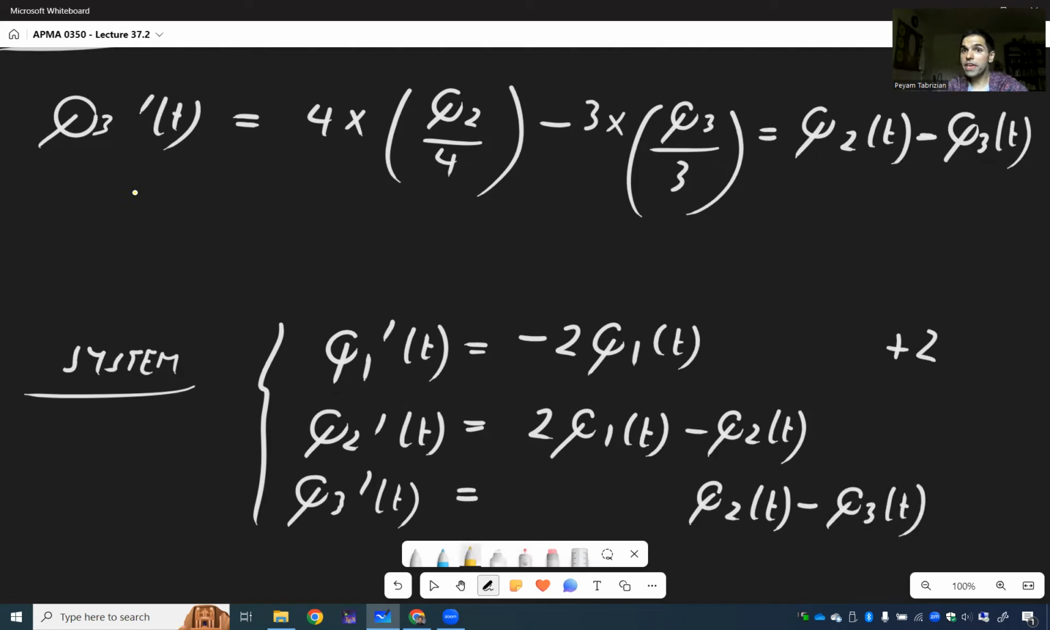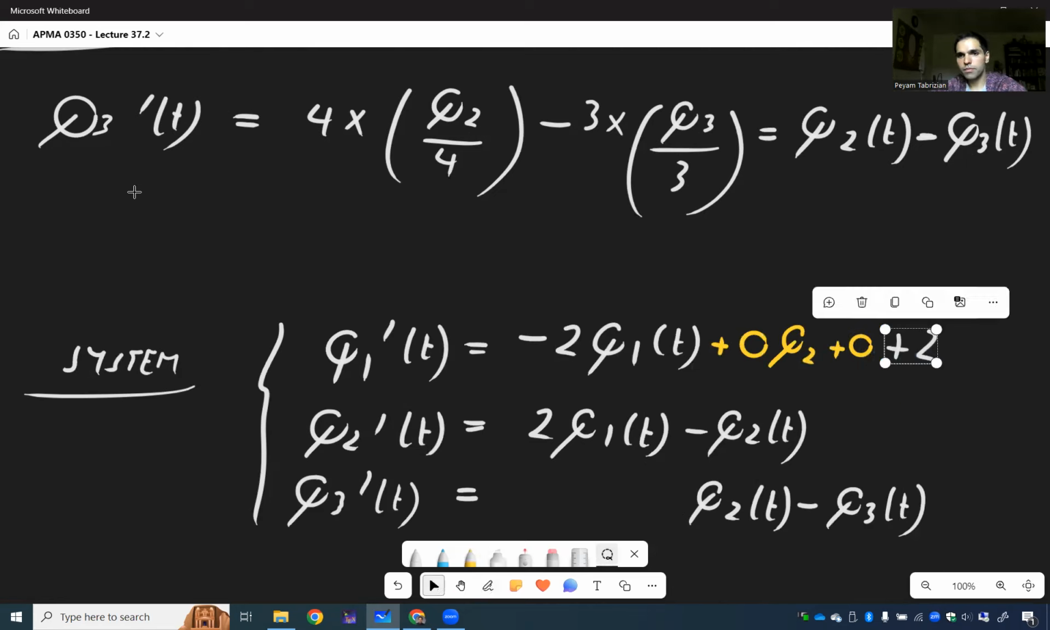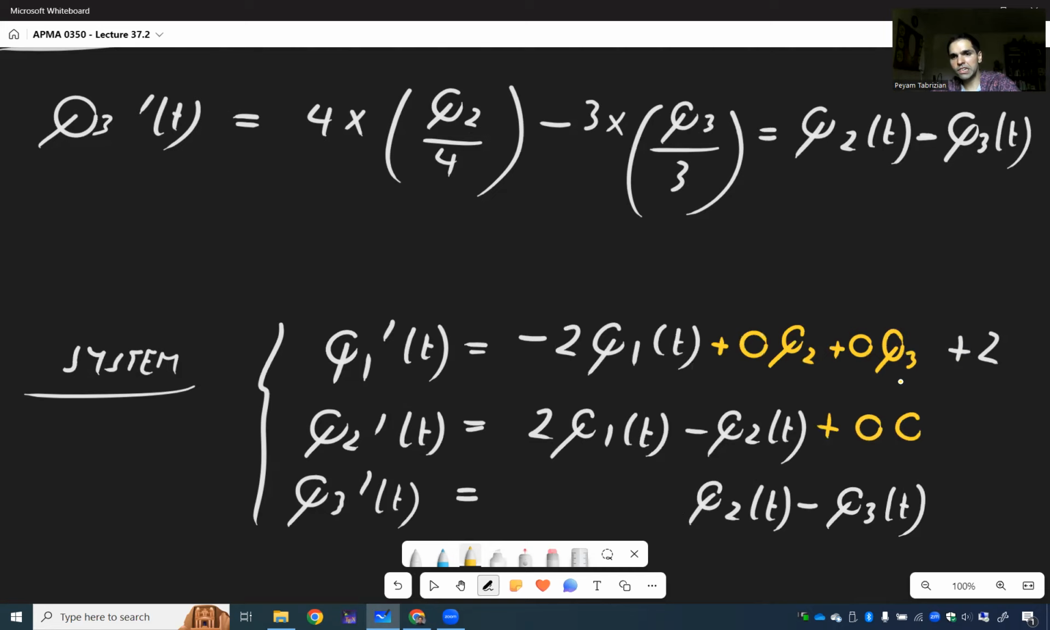And if we want to make it in terms of matrices, we have to figure out how much Q2 and Q3 are also in these equations. So 0 Q2 plus 0 Q3, plus 2, and then here we have 0 Q3 plus 0, and then 0 Q1 plus this plus 0.